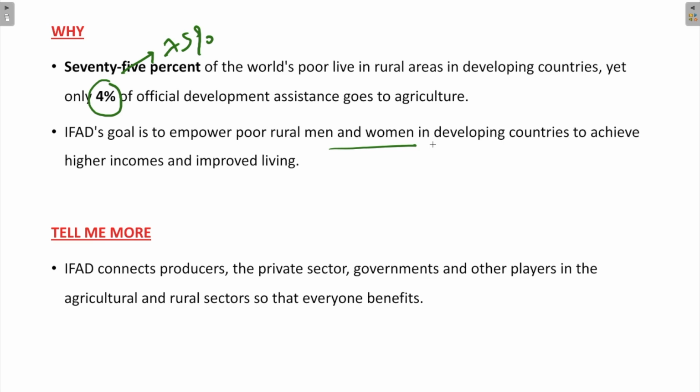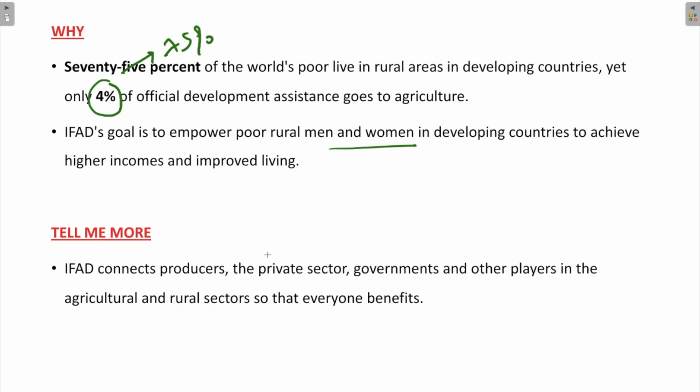How does IFAD perform its function? So, IFAD connects the producers, the private sector, the governments and the other players in the agriculture and rural sectors so that everyone benefits. And through this partnership, they invest in rural development and they broker partnerships among diverse parties for the development.